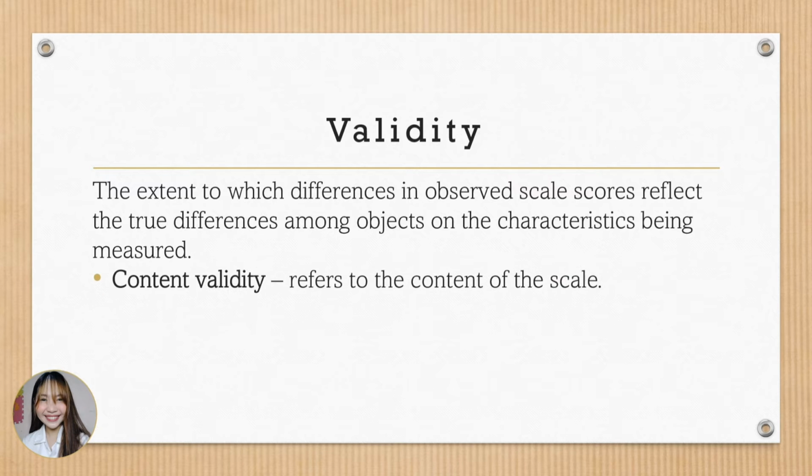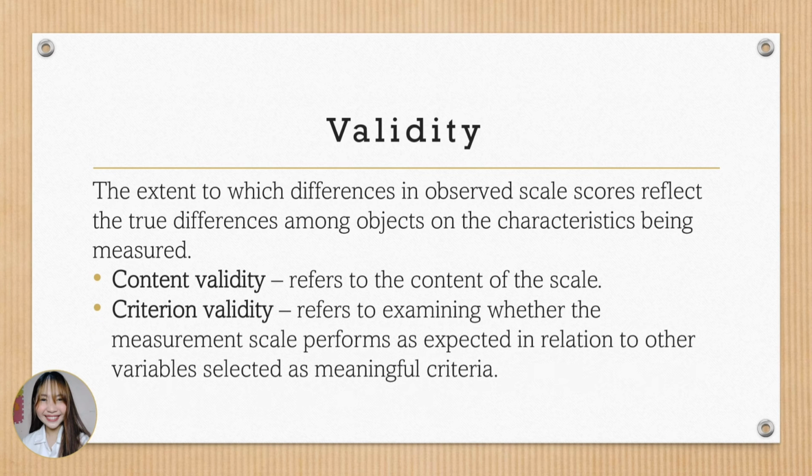Under validity, we have content validity. As the name suggests, content validity or face validity, as it is called some other times, refers to the content of the scale. It entails a subjective yet systematic evaluation of the content's suitability for the task at hand. Researchers and other experts in the field are sometimes requested to examine the scale and give their opinions on whether it accurately measures the phenomenon.